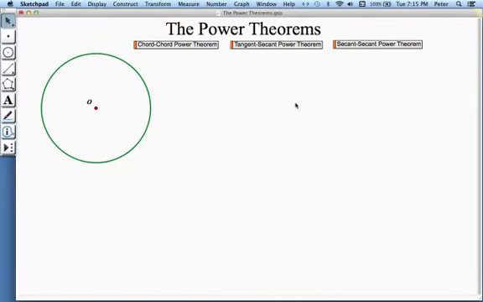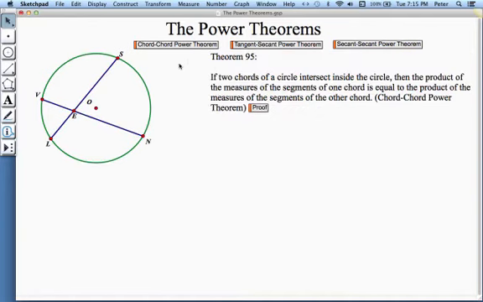The first power theorem is called the chord-chord power theorem, and not surprisingly, it involves two chords intersecting in a circle. And it tells us that when this happens, the product of the parts of each chord are congruent. So in other words, VE times EN will equal LE times ES. Now let's take a look at a proof as to why that's true.